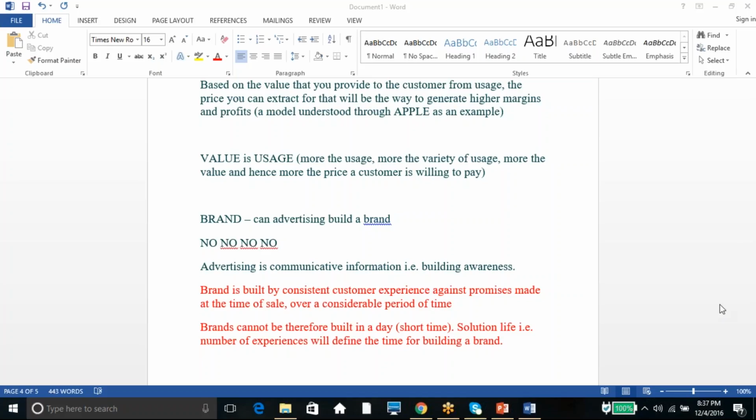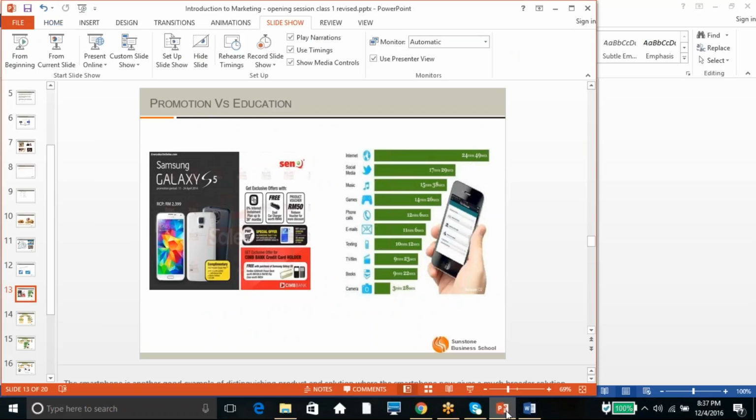Okay, so going back to my presentation, you need to educate on various methods of usage now and how much maximum value the customer can derive. Because the more they use, the more value they will derive, and the more value they derive, the easier it will be to fork out money for that.